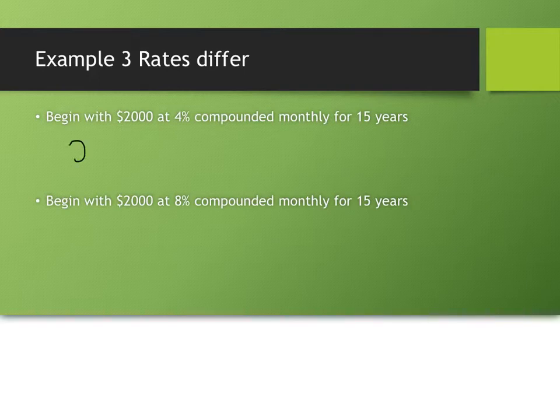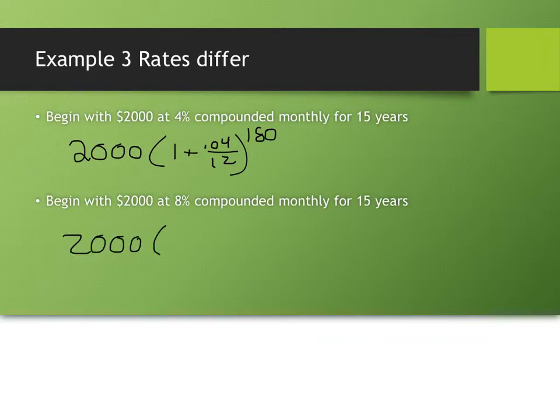So if you begin with 2,000 at 4% interest, compounded monthly for 15 years, that's 180 is my exponent. 2,000 compounded monthly at 8%, 0.08, for 15 years. Those are the setups, so type that into your calculator.